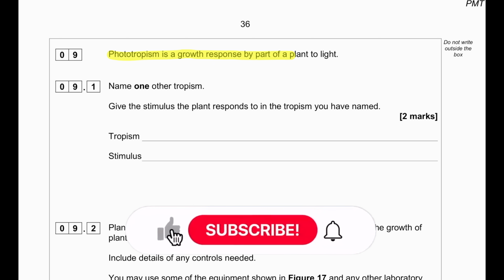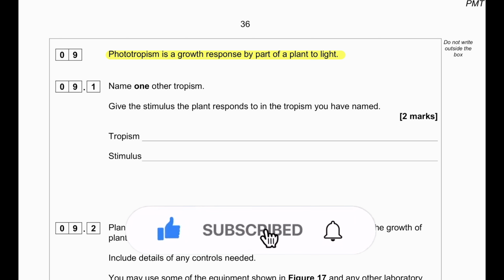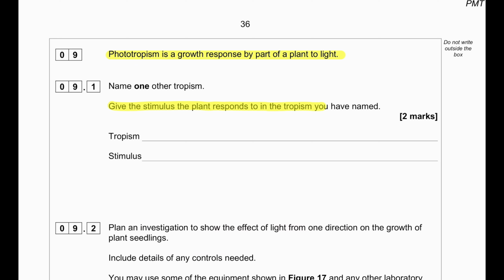Phototropism is a growth response by part of a plant to light. Give the stimulus the plant responds to in a different tropism you have named. So the other tropism will be gravity. So we'll call it gravitropism. And the stimulus for this one will be gravity.